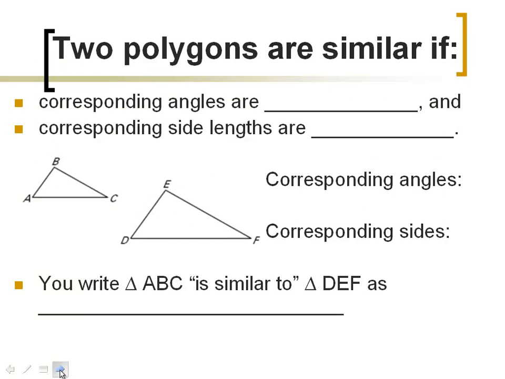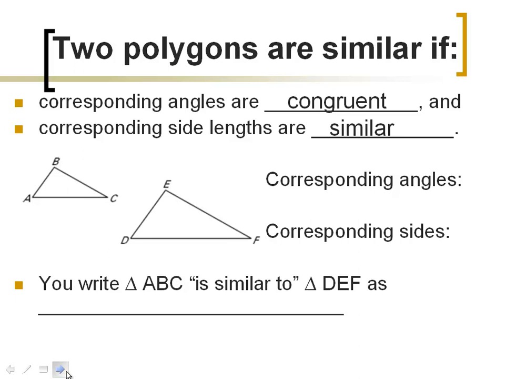So two polygons are similar if, first of all, corresponding angles are congruent. Okay, so our angles are the same. And then corresponding side lengths are similar. So the thing that makes similar different from congruent is with congruent polygons, all the angles, all the sides are the same. With similar polygons, all the angles are the same, but your sides are related to each other. They're not exactly the same.